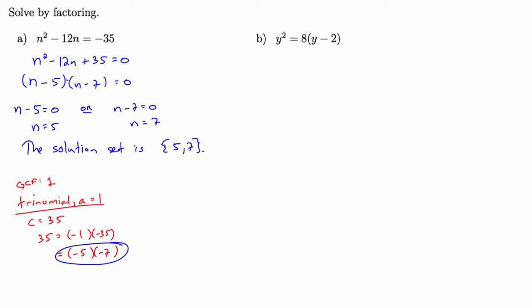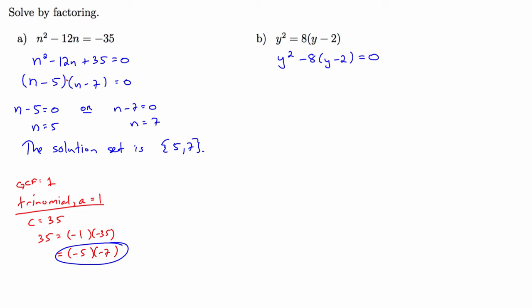In part B, we have the equation y squared equals 8 times the quantity y minus 2. We need to begin by setting this equation equal to 0, so we could do that by subtracting 8 times the quantity y minus 2 from both sides of the equation, and doing so would give us y squared minus 8 times the quantity y minus 2 equals 0.